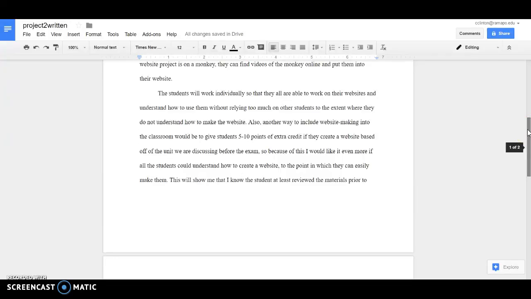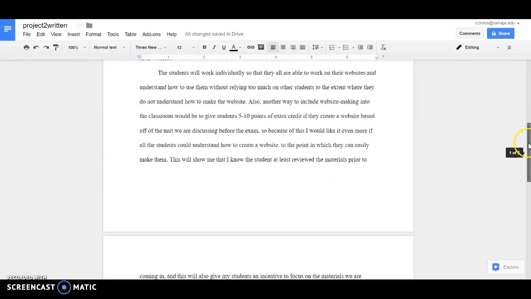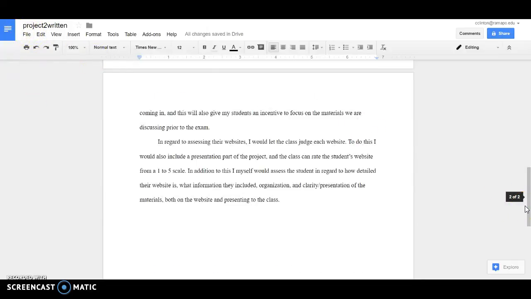And they can make use of it themselves as an extra credit thing. I thought my students could build a website based off of each unit that we're doing if they want to, for 5 to 10 points of extra credit. I feel like this would not only help them get better with the material and understand it better, because to make the website they would have to go over the material and make sure, and that would help them study, and I thought that would be beneficial for them as well.